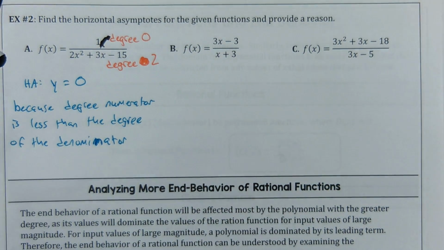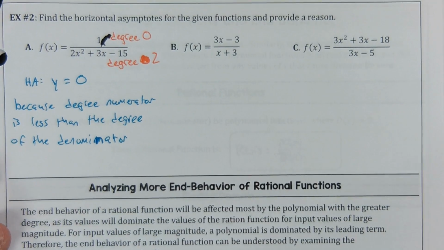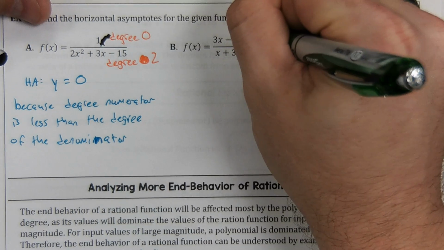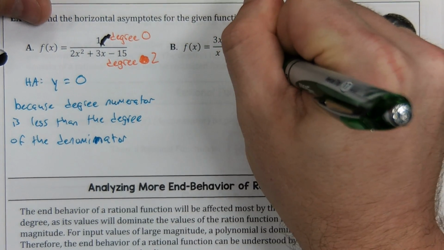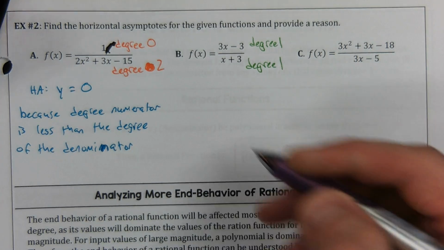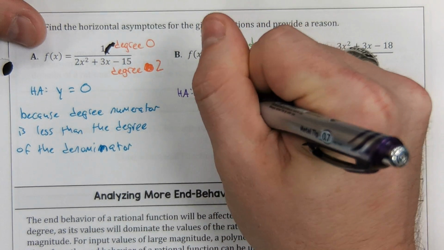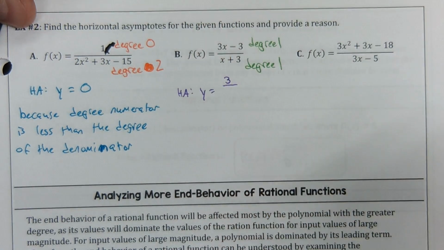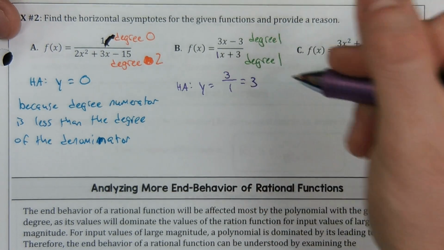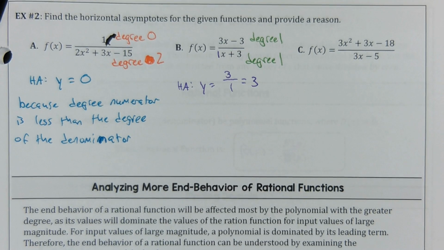Anyway, next. What I see here is degree 1 on the top and bottom. Since they're the same degree, I know there's a horizontal asymptote. Specifically, leading coefficient of the numerator divided by leading coefficient of the denominator, because there is a 1 in front of this x, we just don't have to write it. So y equals 3 is our horizontal asymptote, and we can just say because the degree of the numerator equals the degree of the denominator.